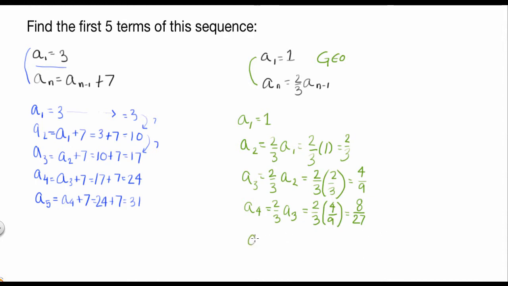And then we've got A5, and that is 2/3 of A4. Of course, same thing. As you notice, it starts to get pretty repetitive here. Okay, 8/27. 16/81. So we've got 2/3, 4/9, 8/27, and 16/81.